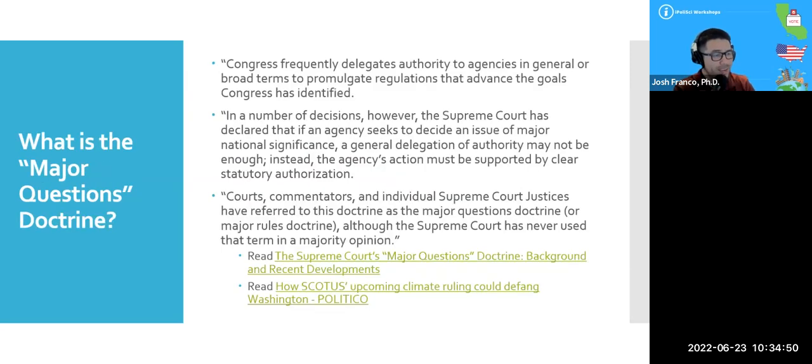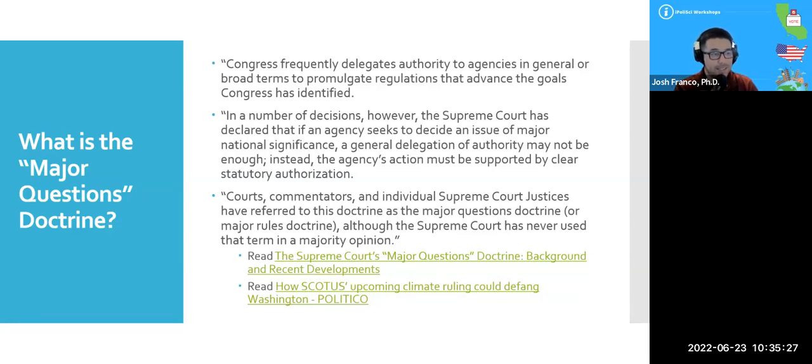So what is the major questions doctrine? To quote a Congressional Research Service report, "Congress frequently delegates authority to agencies in general or broad terms to promulgate or to create regulations that advance the goals Congress has defined. In a number of decisions, however, the Supreme Court has declared that if an agency seeks to decide an issue of major national significance, a general delegation of authority may not be enough. Instead, the agency's action must be supported by clear statutory authorization."